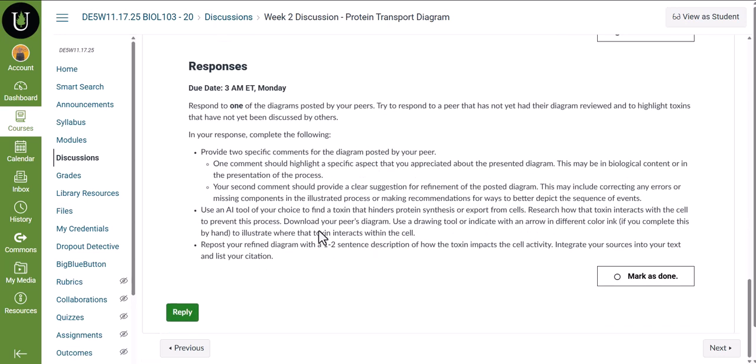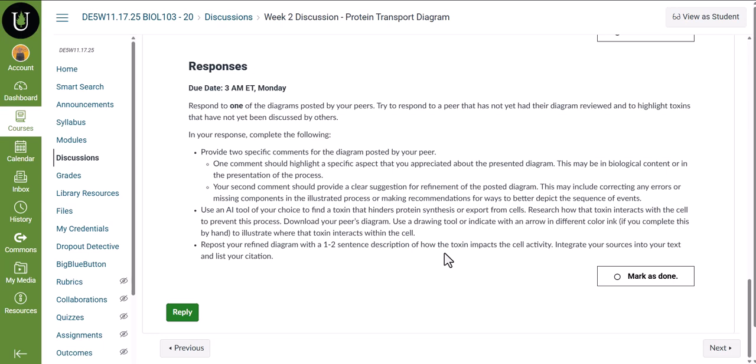Then you're going to use an AI tool of your choice to find a toxin that hinders protein synthesis or export from cells. And you're going to research how that toxin interacts with the cell to prevent that process. You're going to download your peer's diagram. You're going to use a drawing tool on their diagram to indicate in a different color of ink how that toxin would interact with the cell.